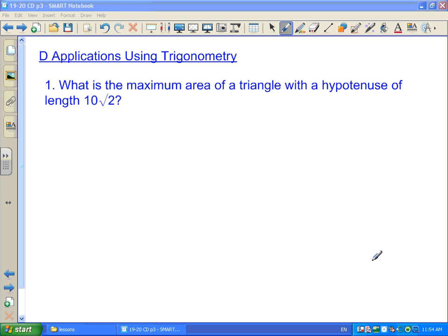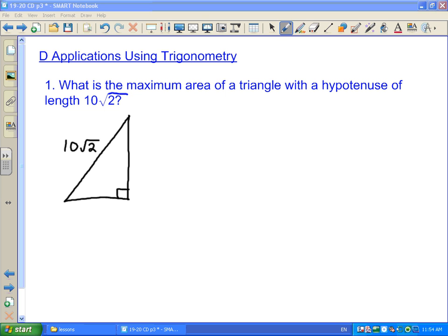So here's our first example. What is the maximum area of a triangle that has a hypotenuse of length 10 root 2? We'll just draw in this root symbol here. So just like in Unit 15, the first thing we should probably do is sketch ourselves a diagram. So we've got a triangle. We know it's a right angle triangle because it has a hypotenuse. We know the length of the hypotenuse is 10 root 2. And that's about all we know right now.